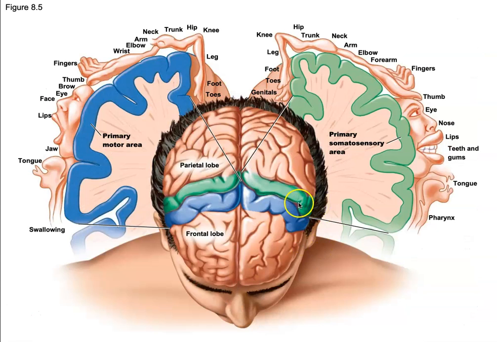Here's another figure that shows sort of the different areas of the brain that are responsible for gaining information and then also acting upon that information that is taken in.